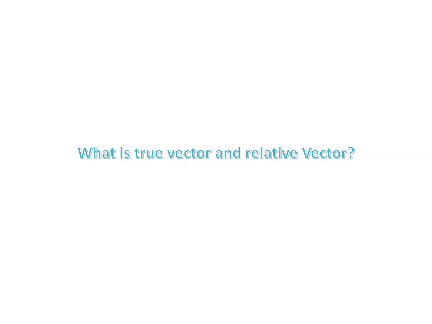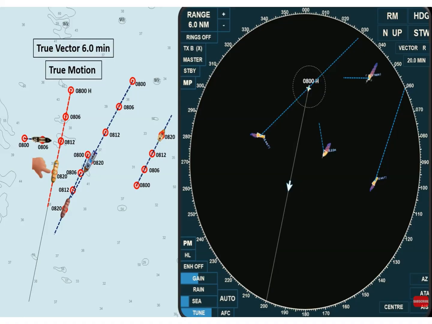In this video, we explore the concepts of true vector and relative vector, essential for understanding ship movement on radar and electronic navigation systems. True motion shows your ship moving on the screen according to its real course and speed, with land and targets staying in their true positions. A 6-minute true vector displays where each target will be in 6 minutes if its course and speed remain unchanged.